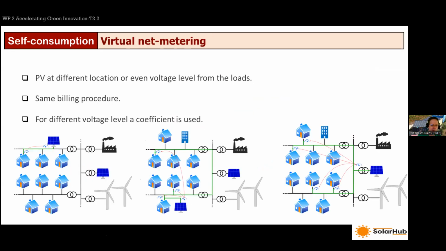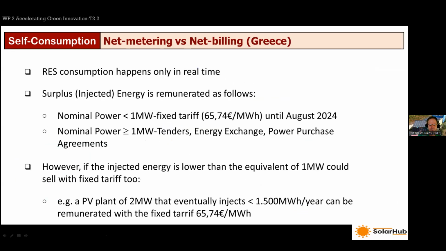A variant of this net metering scheme is virtual net metering, in which the photovoltaic system or another RES system is located at a distance from the consumer, but they are connected through the meters. So there is the same billing procedure. And there are various schemes here one could consider, even at different voltage levels.